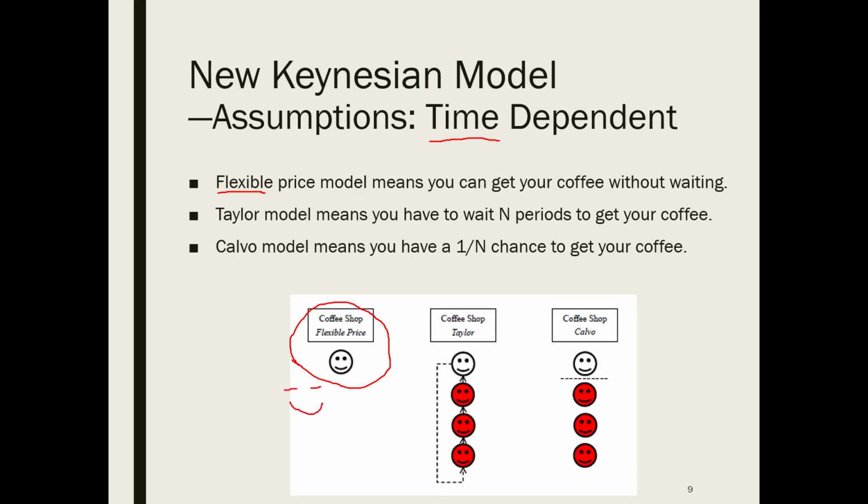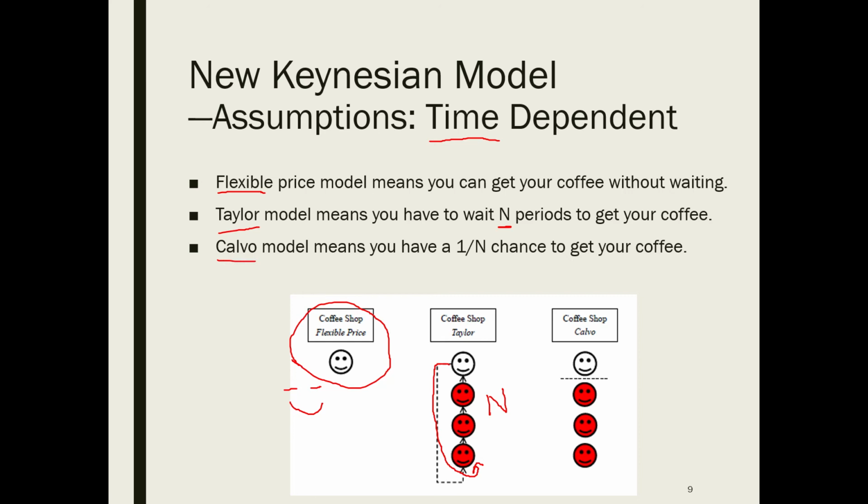But in the Taylor model, you can only set the price every n periods. It's like every time you want to buy a coffee, there is always a queue with n people waiting for their coffee. If you want to get your coffee, you have to wait n periods. And after getting the coffee, you have to go to the back of the queue and wait another n periods to get your second coffee.